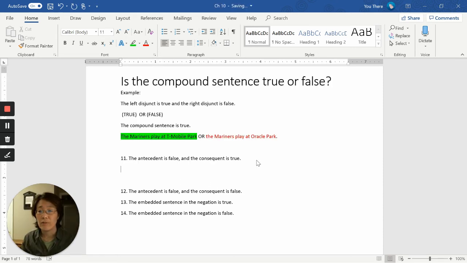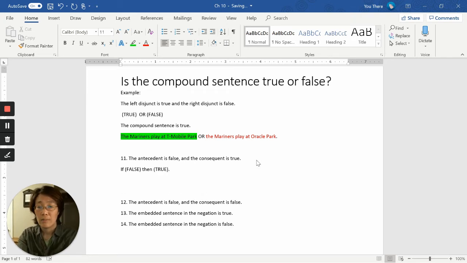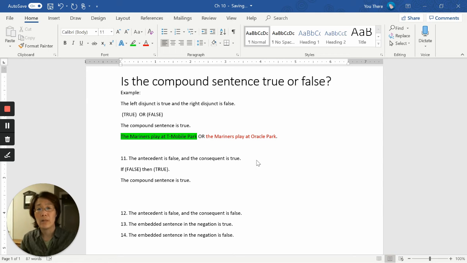So let's take a look at number 11. Here, we're being told that the antecedent is false and the consequent is true. This lets us know that we're dealing with a conditional sentence. And the if part, or the antecedent, is false, and the then part, or the consequent, is true. On the definition of conditional, this compound sentence is true. Conditionals are only false when the antecedent is true and the consequent false. In all other conditions, they are true.